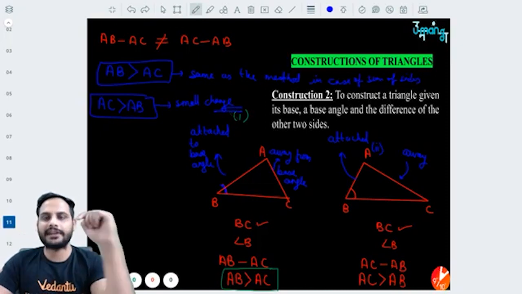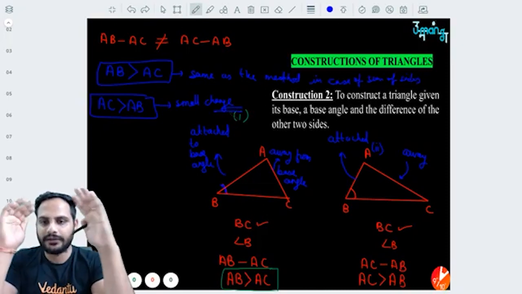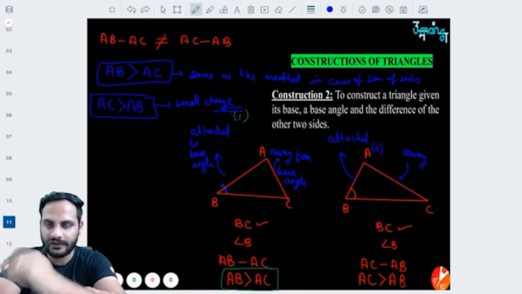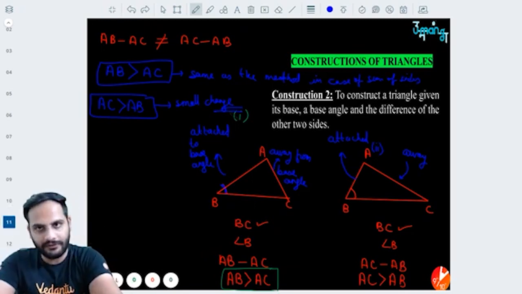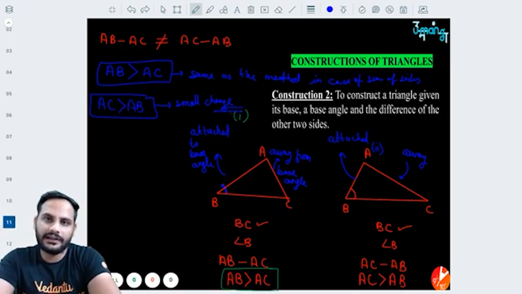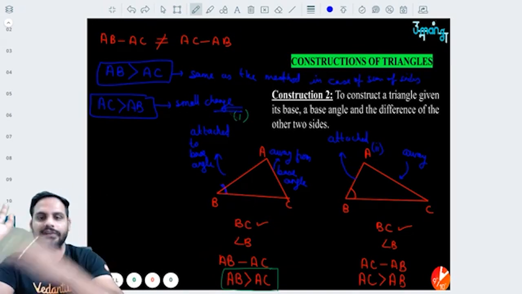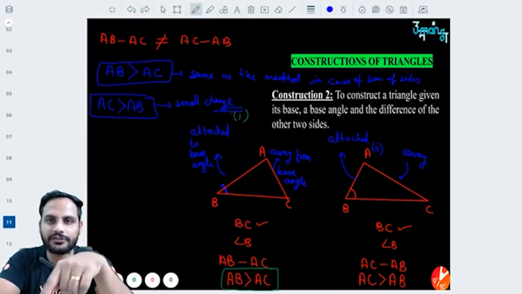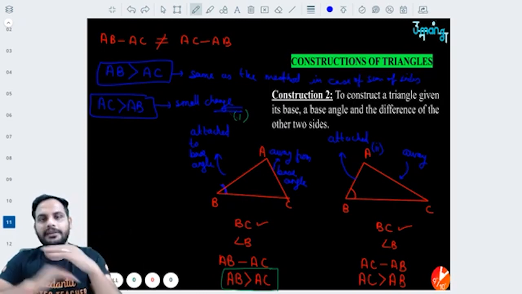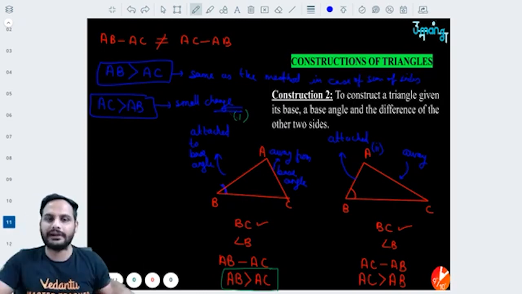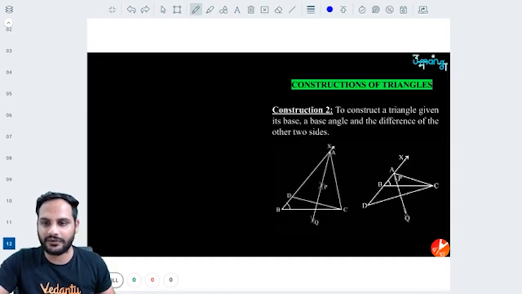So remember the cases are very important. Two cases are there. The side attached to the base angle is greater than the side away from the base angle. The other case is the side away from the base angle is greater than the side attached. When the side attached to the base angle is the greater one, the method is exactly the same as what you have done in the previous case.